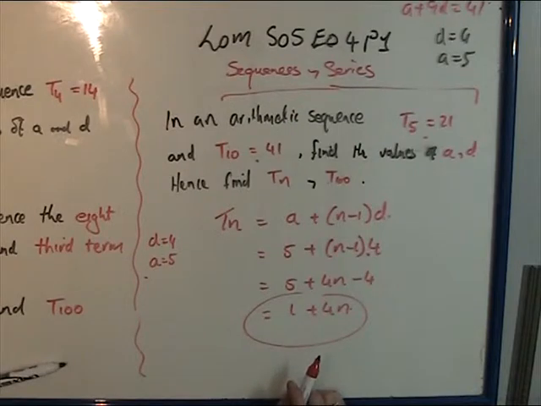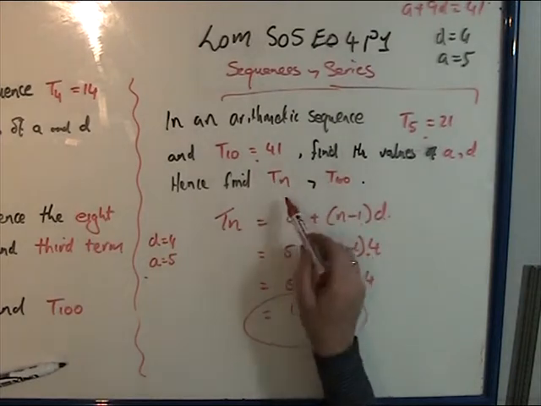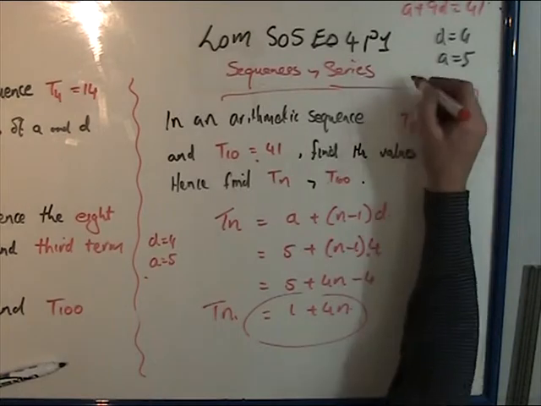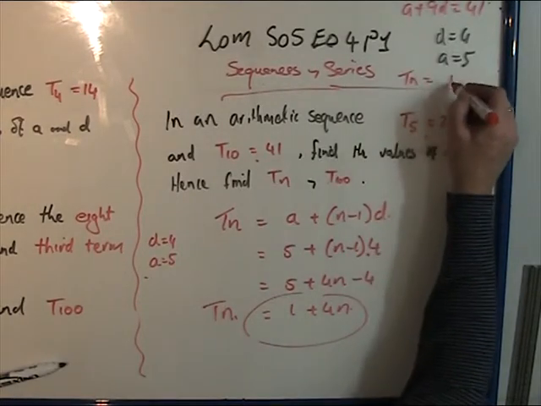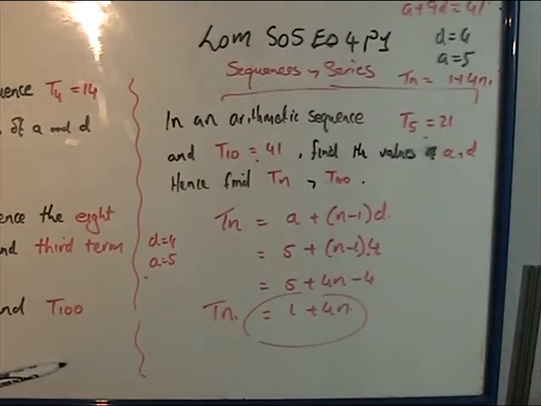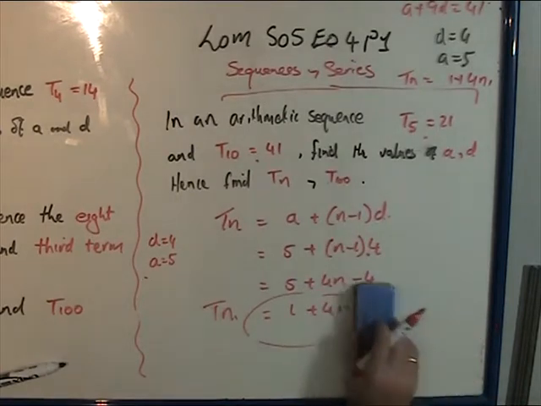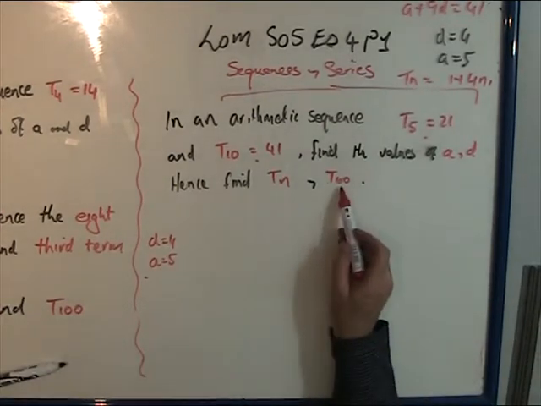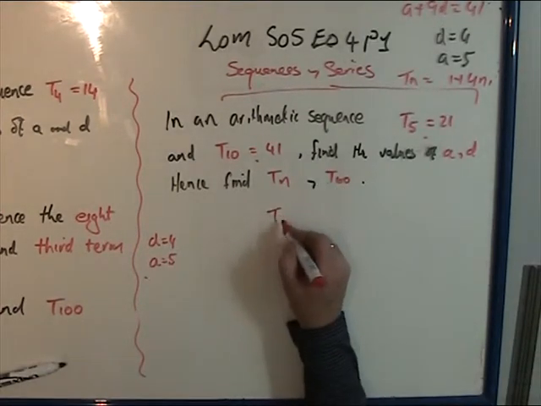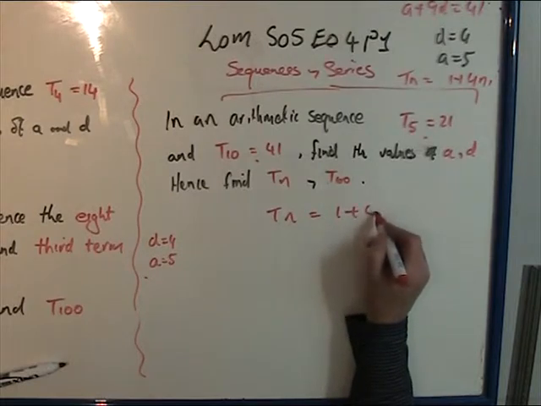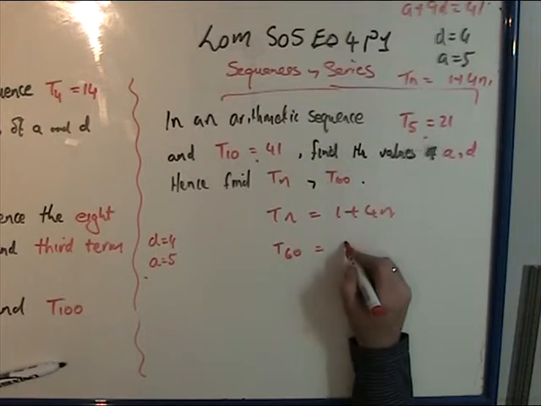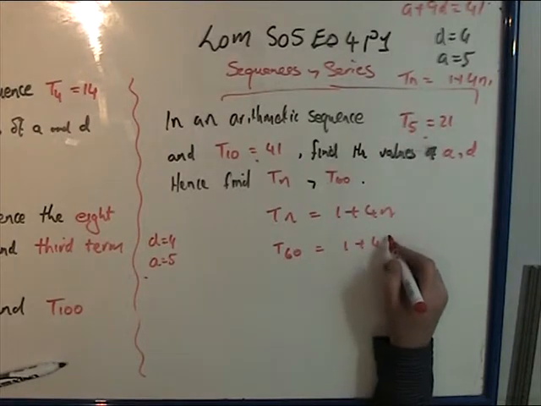The next part asks us to find T of n. So T of n is equal to 1 plus 4n. I'm always writing out my answers on the right hand side, so for future reference nobody gets confused. Now it says, what's T of 60? Well, I know that T of n is equal to 1 plus 4n, so that means T of 60 is equal to 1 plus 4 times 60.